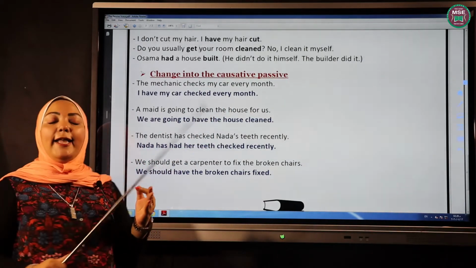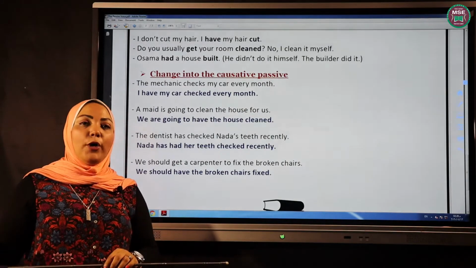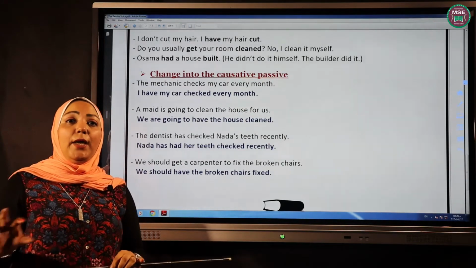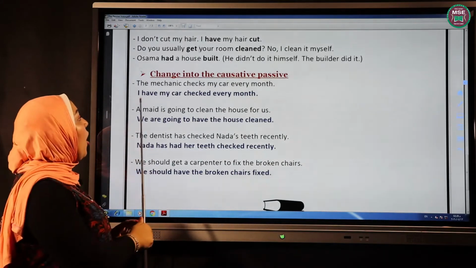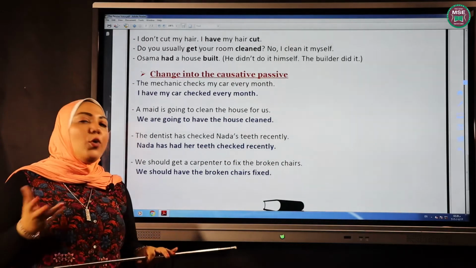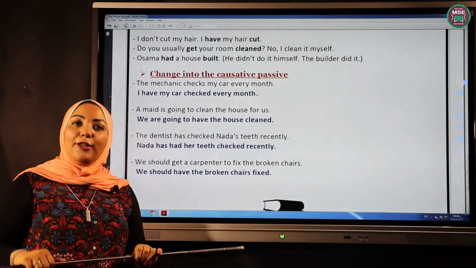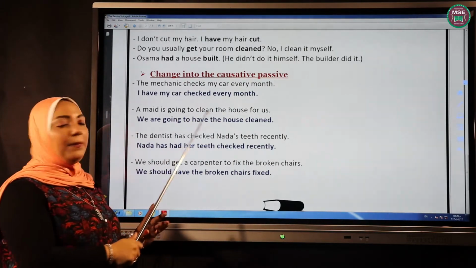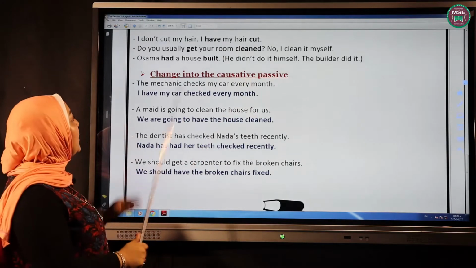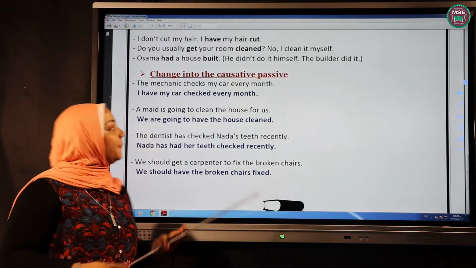So I, and then step number 2. If you remember, in the regular passive form, we use verb to be, but here we use verb have or get. Fine? So, I have, and then, what do you have? The object, my car, then the past participle of the main verb, which is check, so it will be checked. So the whole sentence will be: I have my car checked every month.